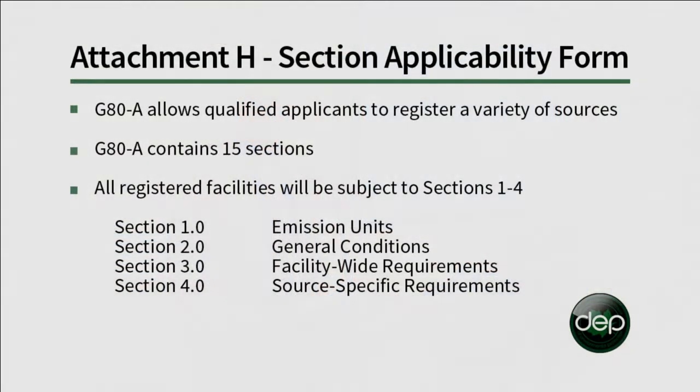So now I'm going to get into the detailed portion of the application and the forms. This general permit allows you to register a lot of different types of emission units and control devices. It does contain 15 sections, and like I said earlier, every source would be subject to sections 1 through 4.